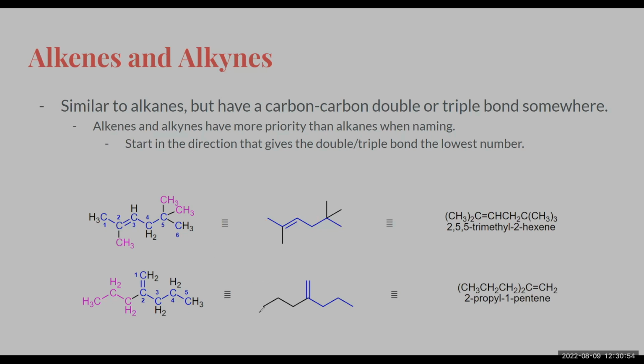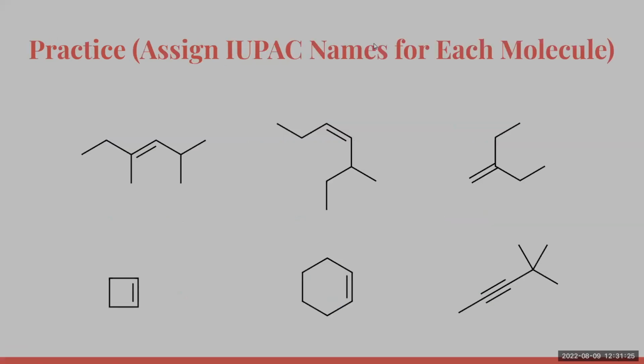This bottom example, you might think that this could be the parent chain because it's a very long carbon chain, 1, 2, 3, 4, 5, 6, 7. That would not be the case. You would actually prioritize giving the alkene the lowest number. So this would be the parent chain. We have a 5-carbon chain, so that would be a pentene.